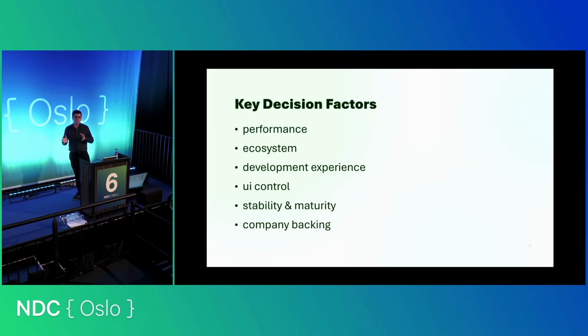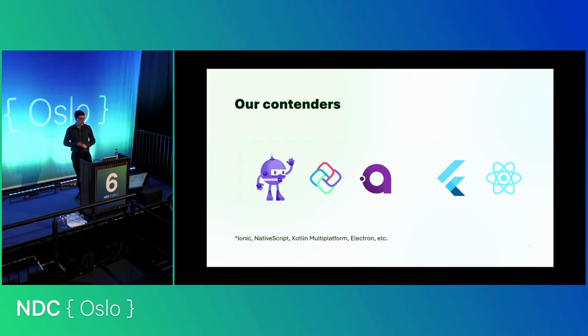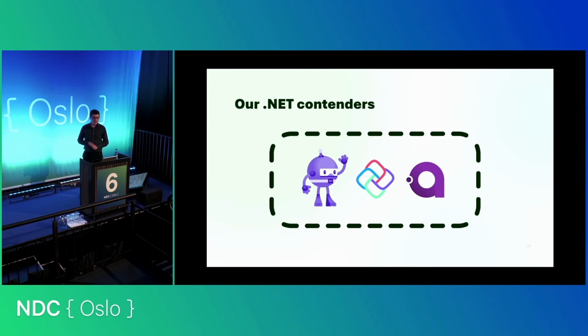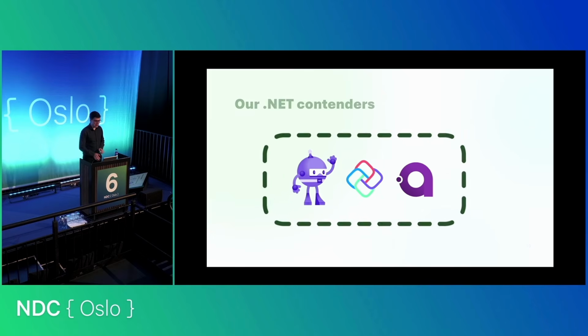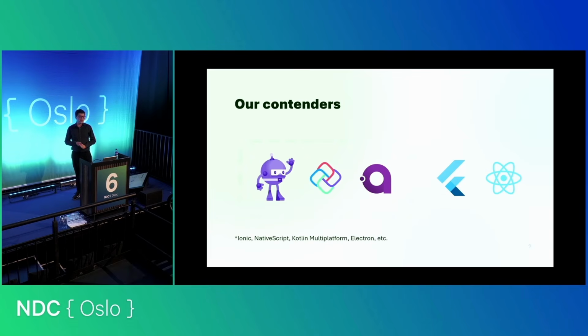How broken or how well does the framework work, and the company backing, which is for many companies quite key as well. So we are going to base our resolution on that, and our contenders are going to be from the .NET space. So here I have MAUI, I also have Uno Platform and Avalonia. And if I go back, we'll also look into some others from outside of .NET, so Flutter and React Native.